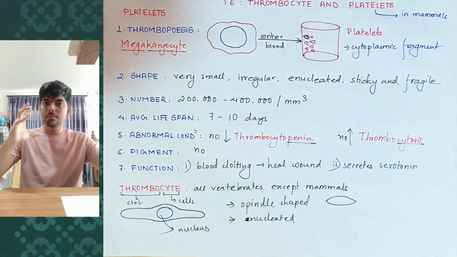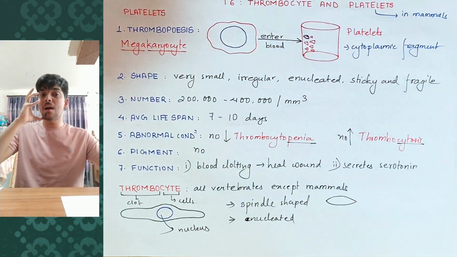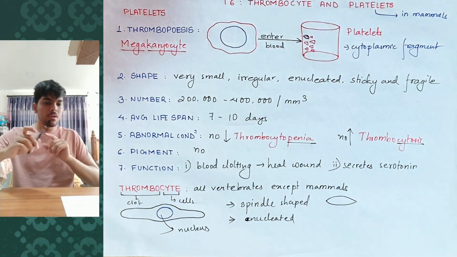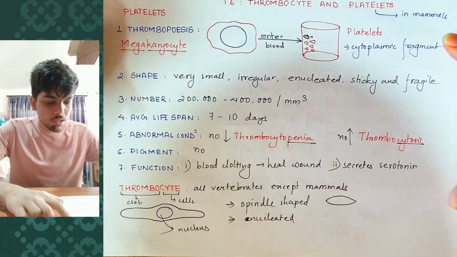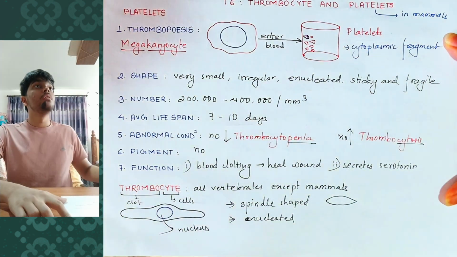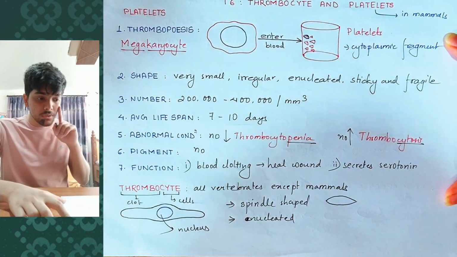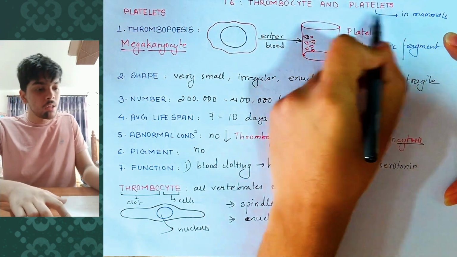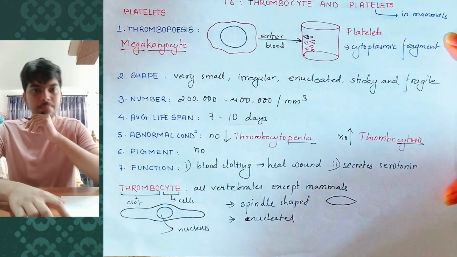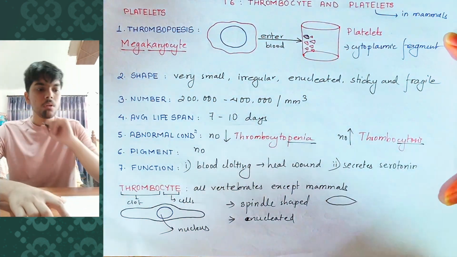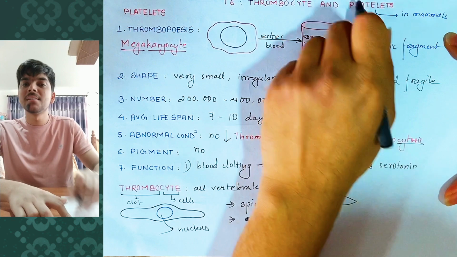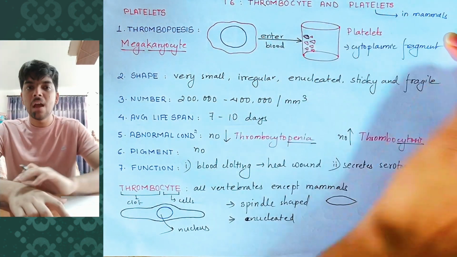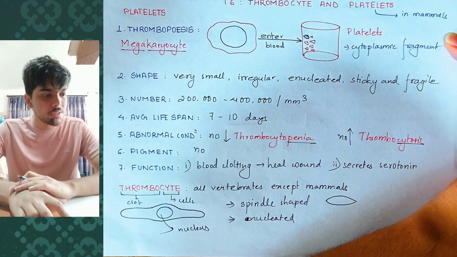So the last formed element that we have remaining to do is thrombocyte and platelets. So you might have figured out that I just said thrombocyte and platelets and not thrombocyte or platelets, because thrombocyte and platelets are actually not the same. There's a difference between these two. And what's the difference? Let's learn about it.